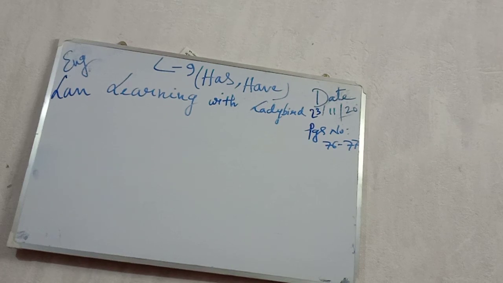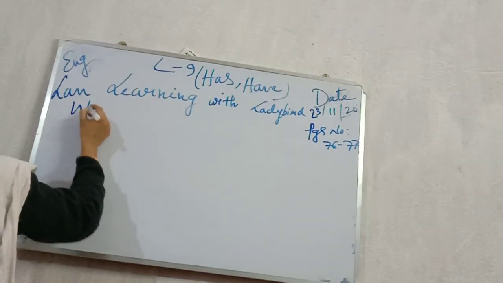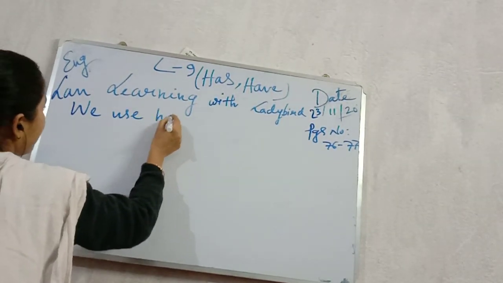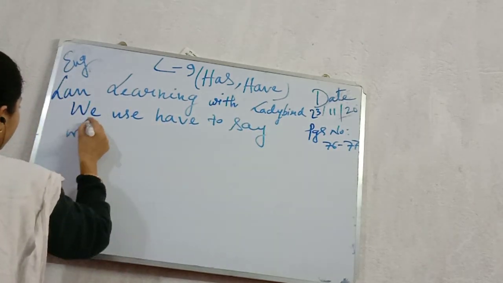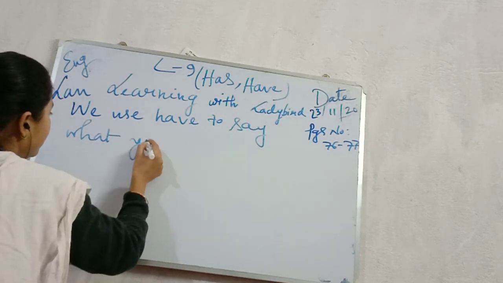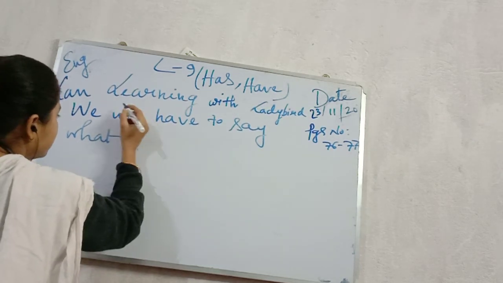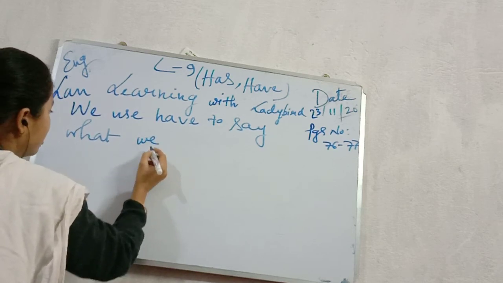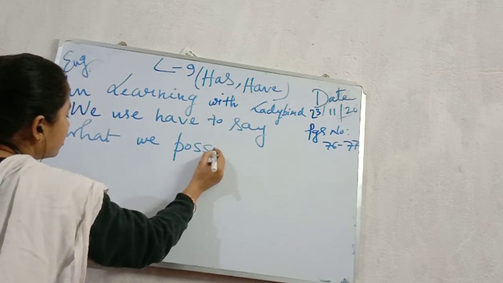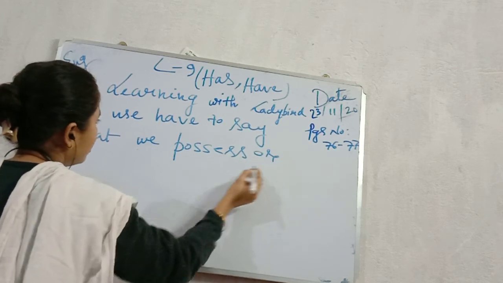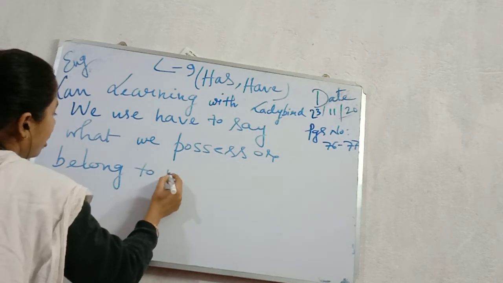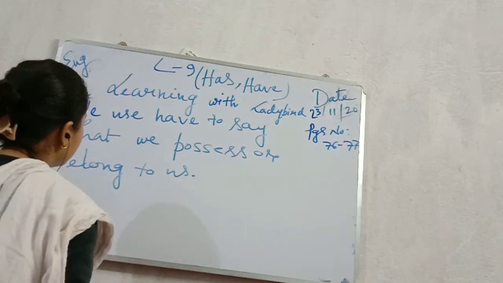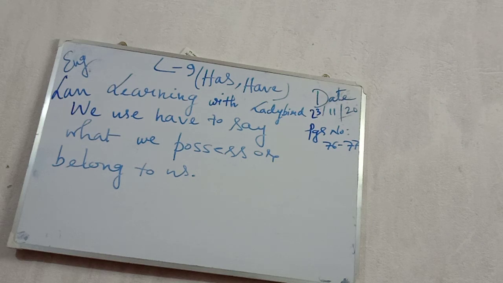Then at the end of the sentence, an interrogation mark. We use have to say what we possess or what belongs to us. Then we will make that chart. You can learn the chart from the book also.